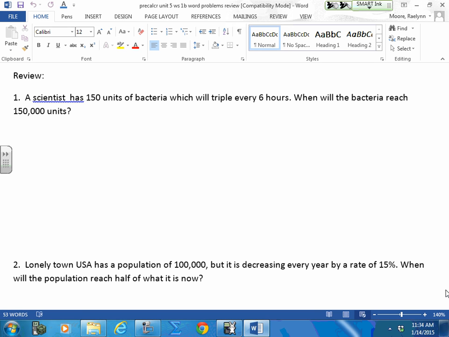Start with this. What's your A? What's your initial value? 100,000. It's a lonely town. It's going to be decreasing its population. How do I show that rate of a decrease of 15%?